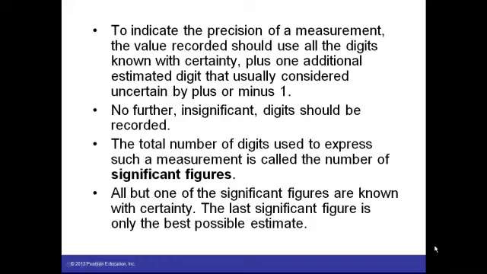So to indicate the precision of measurement then, the value recorded should use all the digits with known certainty plus the one estimated digit. So this is your guess position. So no further insignificant digits should be recorded past the first guess. So our total number of digits that's used to express such a measurement is called the number of significant figures. So all but one of the significant figures then is known with certainty, and then the last significant figure is the best possible estimate or the best possible guess for that figure.